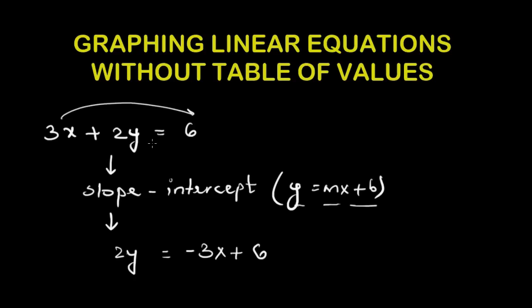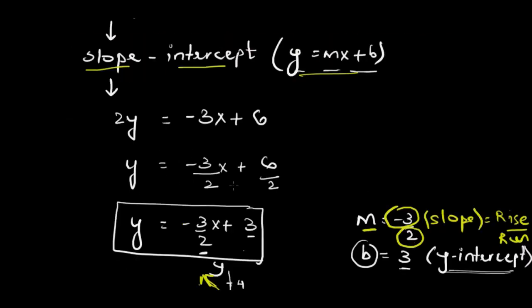So let us quickly summarize. If we are given an equation in standard form or in any form, and that's a linear equation, we first change the equation to slope-intercept form, that is y equal to mx plus b form. In doing so, we need to isolate y. Once we have isolated y, we are finally left with y equal to mx plus b. So this is our b value, this is our m value. b means y-intercept, m means slope.